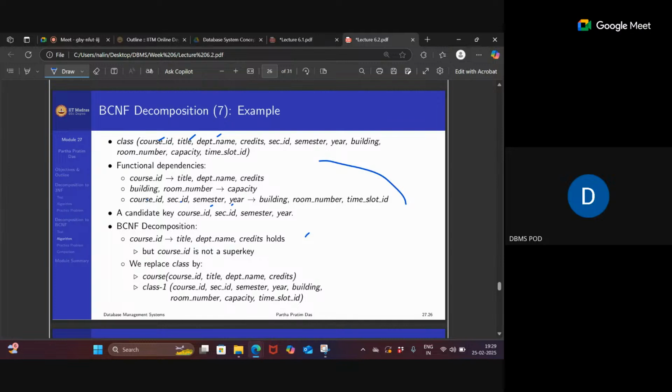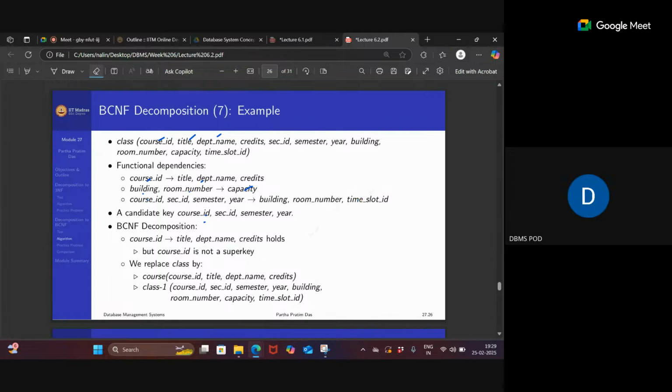If you take the closure of course ID, section ID, semester, year, then we'll get all the attributes. Building we will get, room number we will get, time slot we will get. Using building and room number we will get capacity, and using course ID we will get title, department name, and credits. So our candidate key is course ID, section ID, semester, year.